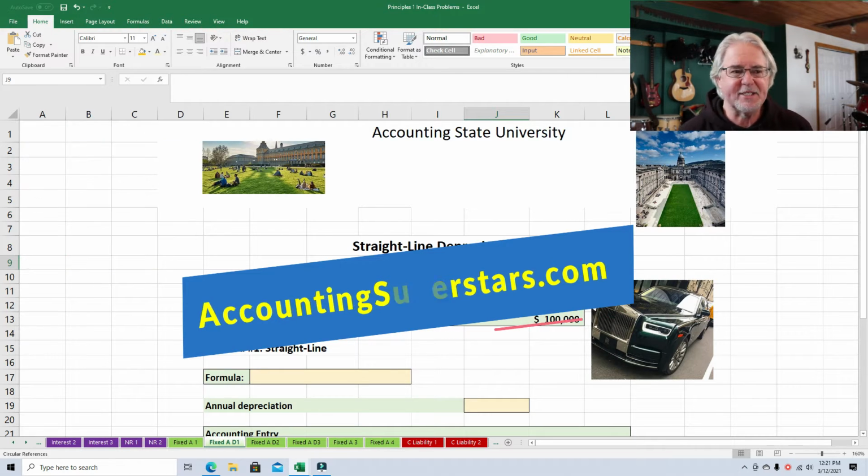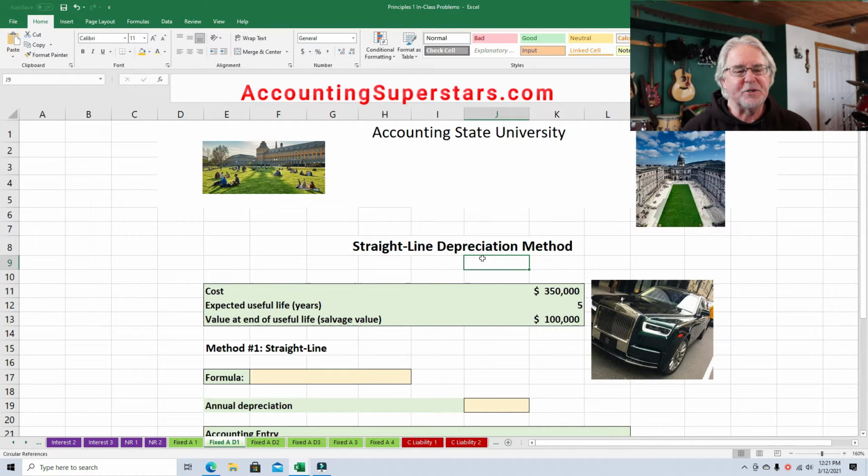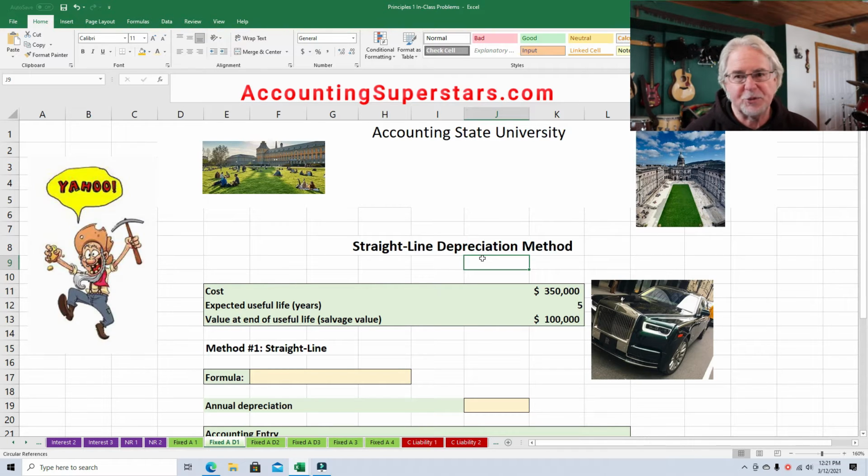Today's lesson is for students who are in their first semester class of accounting and learning about fixed assets and depreciation. So today's lesson is going to be about straight line depreciation. Very, very simple. So let's get started.